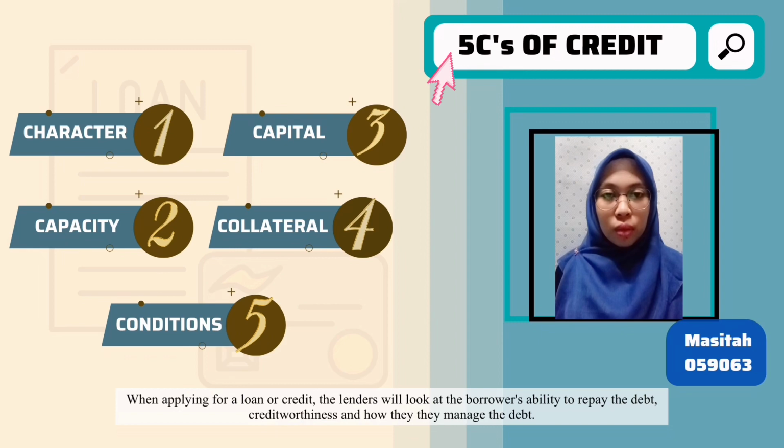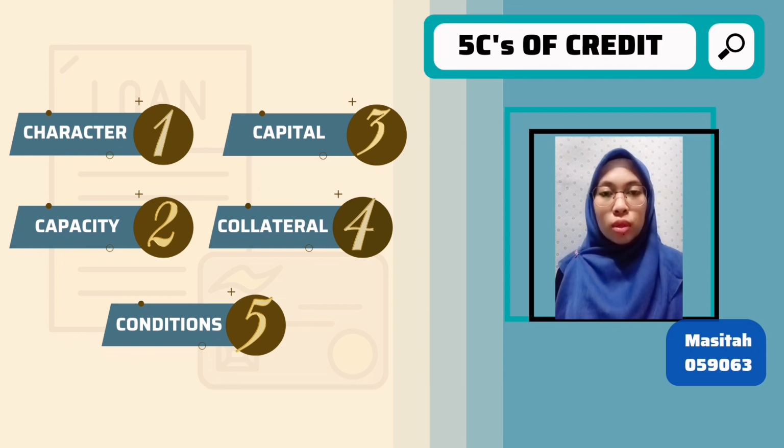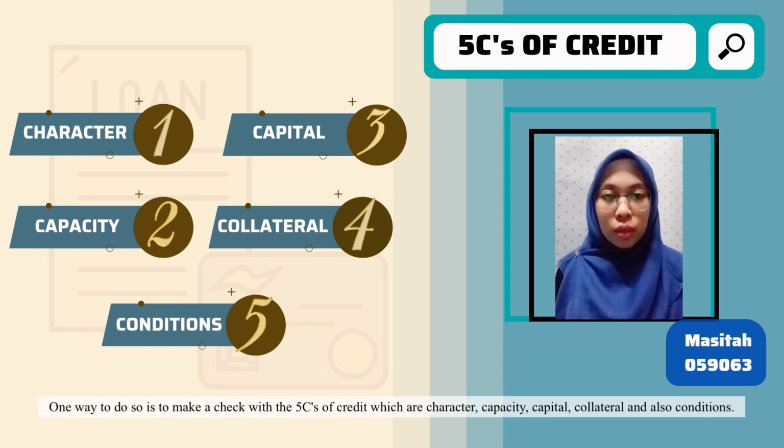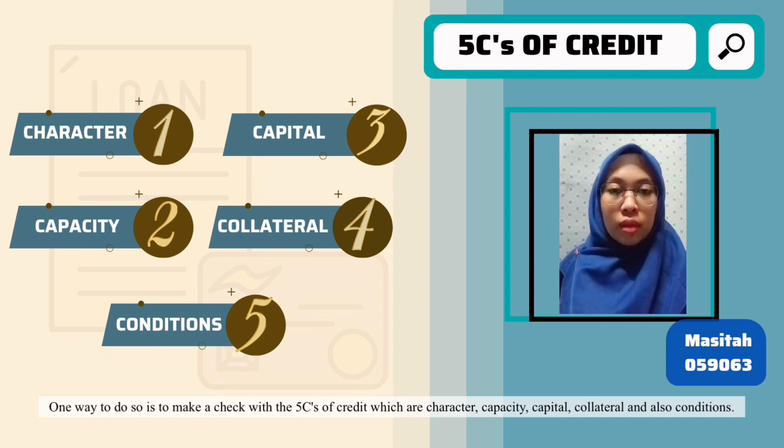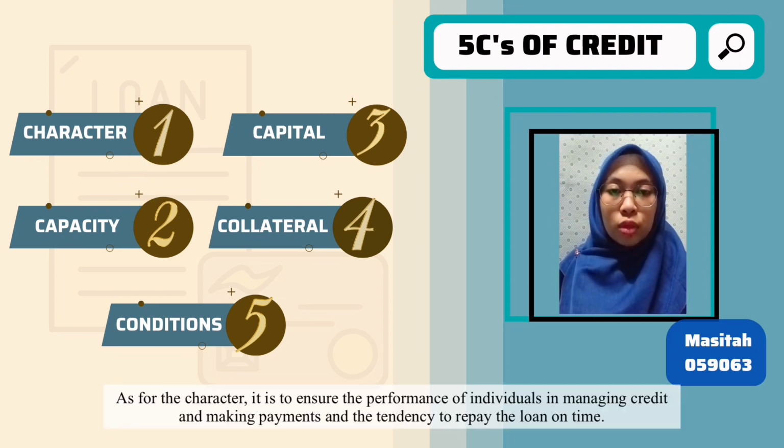When applying for a loan or credit, the lenders will look at the borrower's ability to repay the debt, creditworthiness, and how they manage the debt. One way to do so is to check with the 5 C's of credit, which are character, capacity, capital, collateral, and also conditions. As for the character, it is to ensure the performance of individuals in managing credit and making payments and the tendency to repay the loan on time.